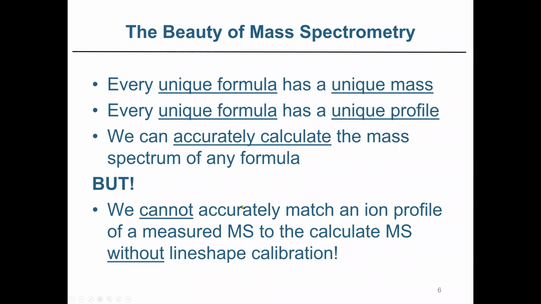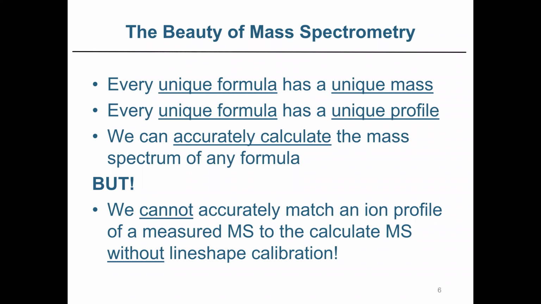In summary, really the beauty of mass spectrometry, and this is quite unique for mass spectrometry, is that every unique formula has a unique mass. That's one of the things that makes mass spec so powerful, because if we can get an exact mass measurement of a given ion, we can identify its formula uniquely. In reality, we don't have infinite resolution, but we can still do a pretty good job. The other thing that sometimes gets ignored or is not emphasized as much is that every unique formula has a unique ion profile. And that information is highly underutilized.